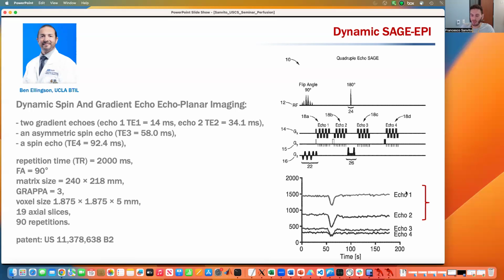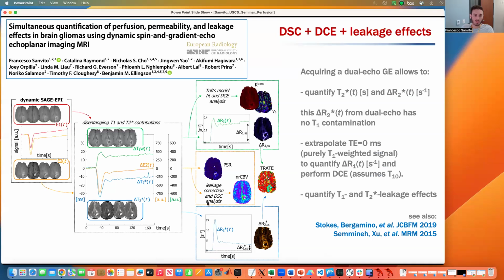We will focus on echo 1 and echo 2, which are 2 gradient echoes, just like a classic DSC, but with 2 different echo times and acquired simultaneously. The first study I want to show is this concept of using these 2 echoes. We called it multi-echo perfusion, but since we're only using 2, we can also call it dual echo perfusion. Some institutions have a dual echo perfusion with these 2 gradient echoes without having all 4 echoes. So you can also see dual echo perfusion in the literature.